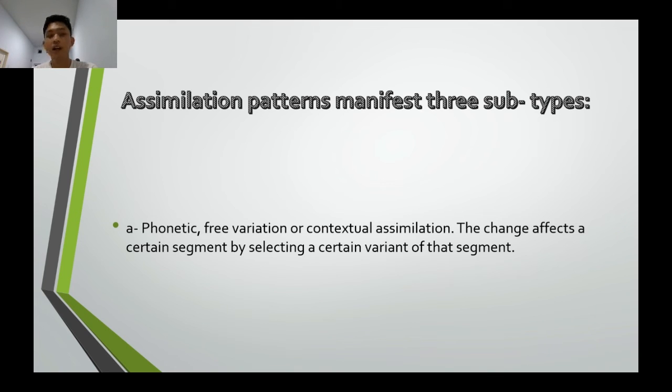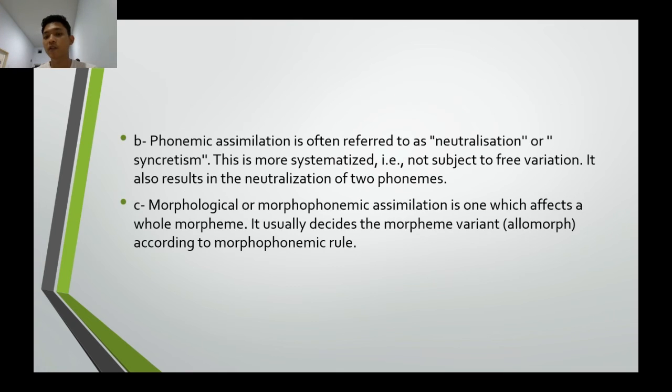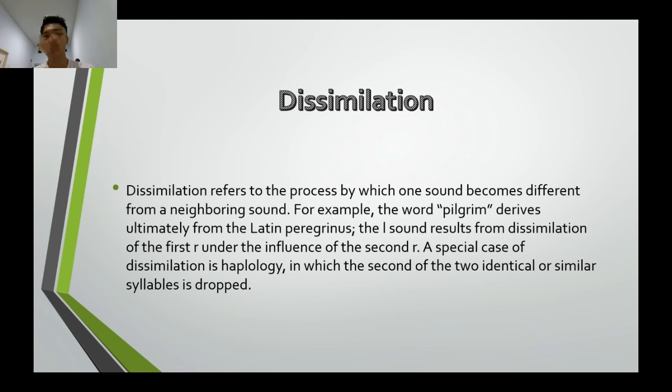The chain affects a certain segment by selecting a certain variant of that segment. B, phonemic assimilation, is often referred to as neutralization or syncretism. This is more systematic, not subject to free variation. It also results in the neutralization of two phonemes. And the last, C, morphological or morphophonemic assimilation, is one which affects a whole morpheme. It usually decides the morpheme variant, or allomorph, according to a morphophonemic rule.